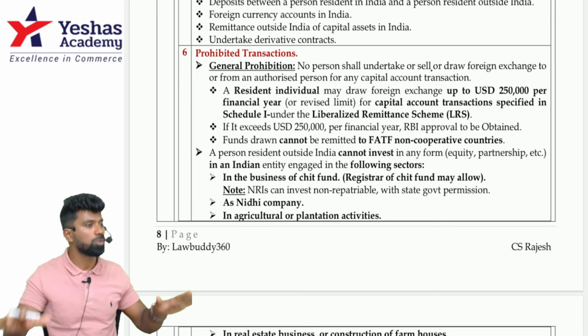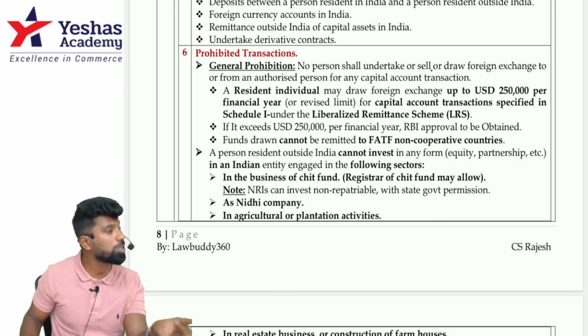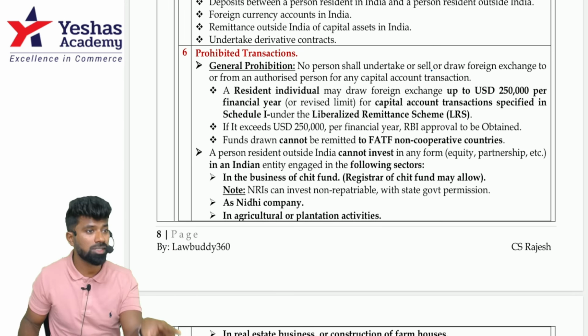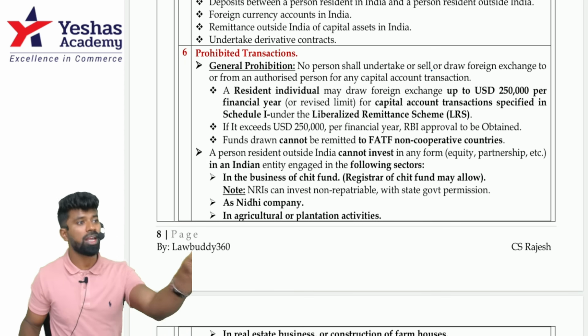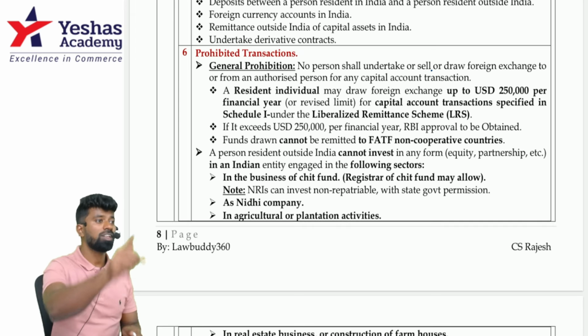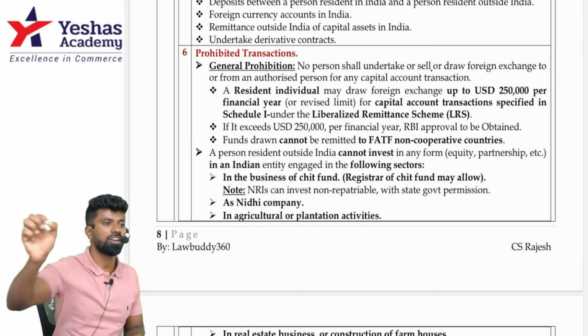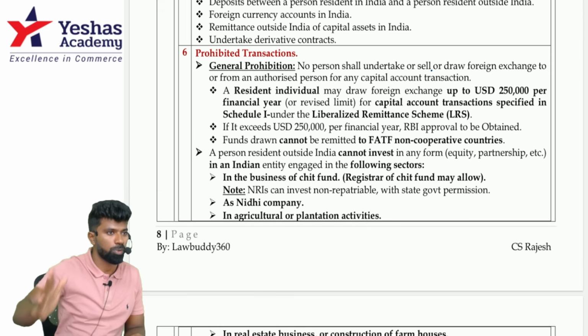A resident individual can draw up to how much? 2,50,000 US dollars under what scheme? LRS scheme, for the purpose of what transaction? Capital account transaction. However, you should not use that money to remit to which countries? FATF countries. Next one, specific prohibitions.